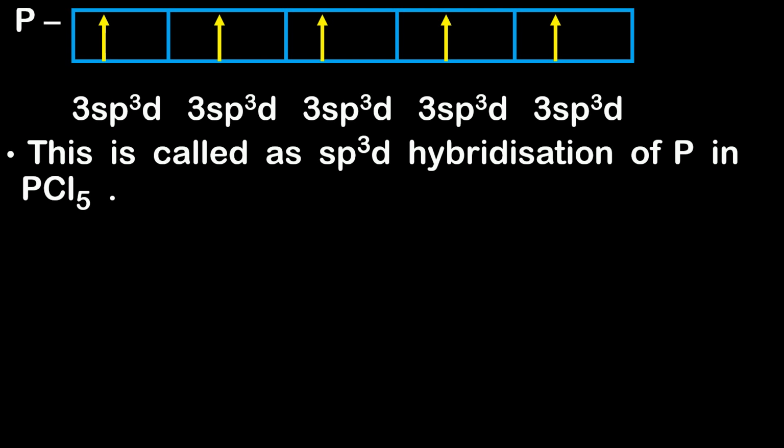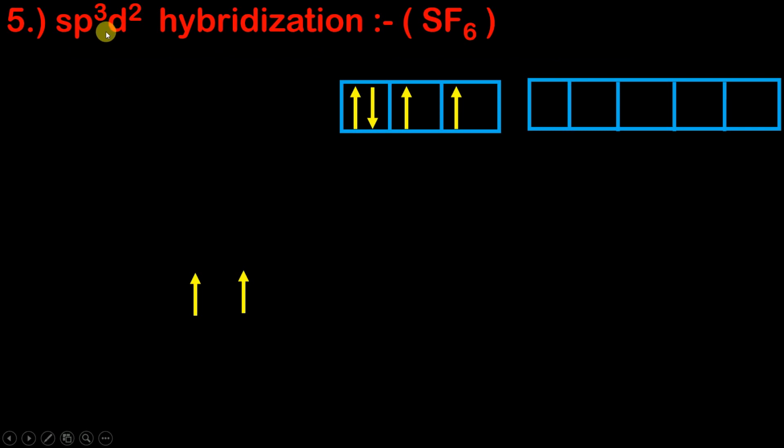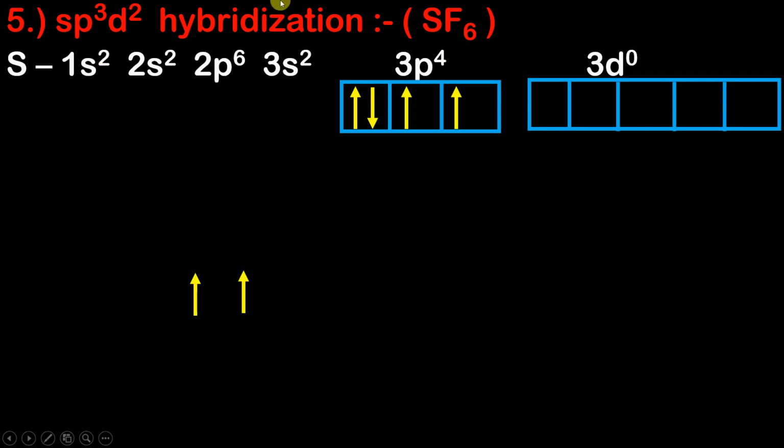Moving on to the fifth type, the last type, that is the sp3d2 hybridization. And to understand this, we are going to consider an example of SF6. Now guys, let us consider the center atom, that is sulfur. The electronic configuration of sulfur is nothing but 1s2, 2s2, 2p6, 3s2, 3p4 and 3d0, because in the third energy level there is a d subshell present.